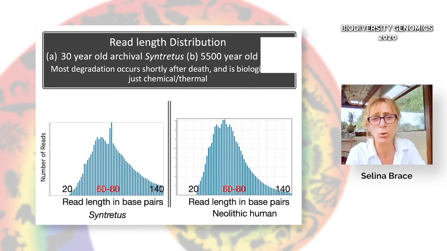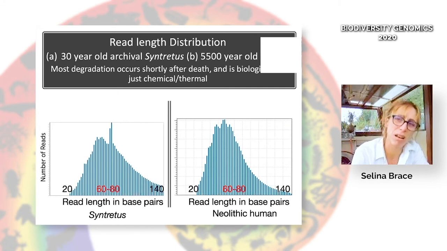What you'll see is, although you have more of the longer fragments in the wasp, on average the fragment lengths are actually very, very similar, between 60 to 80 base pairs in both cases. So this certainly suggests to us that there is a large amount of fragmentation or degradation happening quite quickly after death, which would seem to suggest a biological reaction rather than just the chemical thermal reactions that we know occur over time.